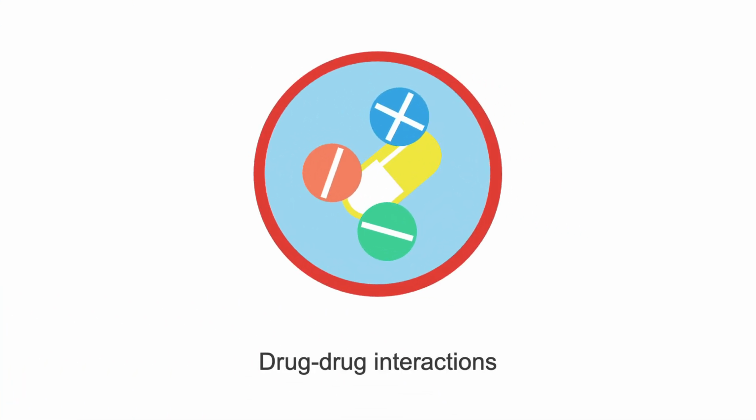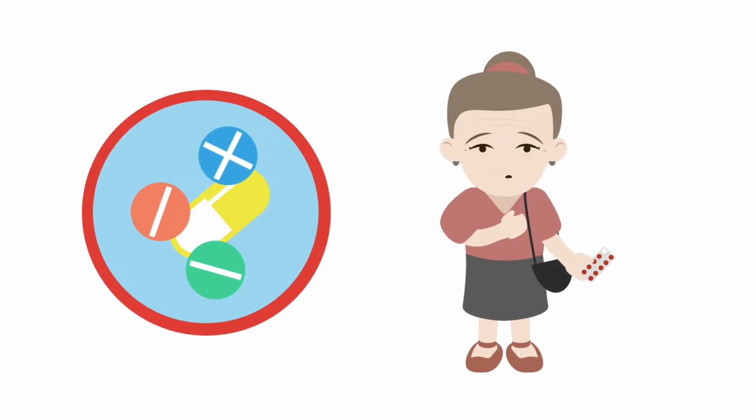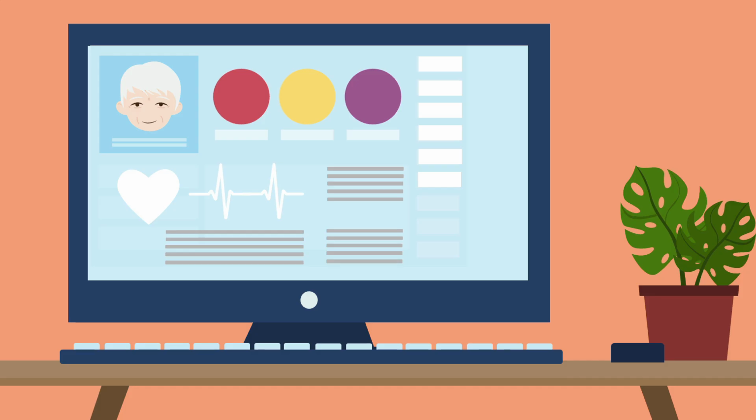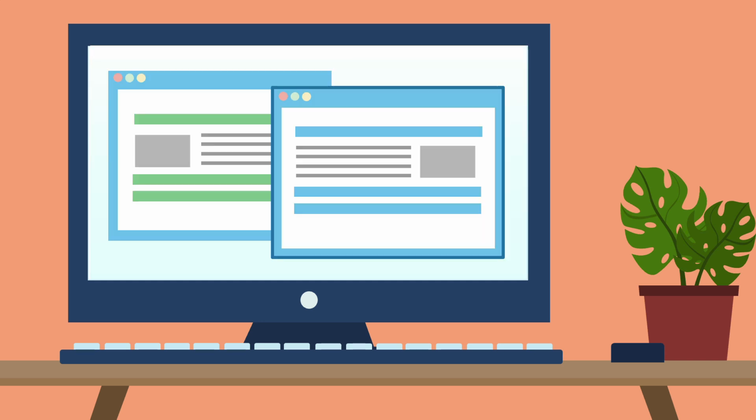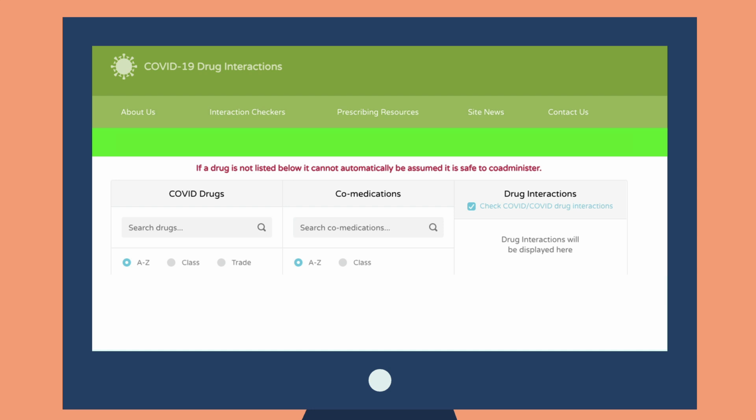Checking for drug-drug interactions, or DDIs, when treating outpatients with COVID is important because they're often taking several other medications. There are a lot of resources to check DDIs. Some are built into your electronic chart or prescribing system, and some are outside of your internal system. The University of Liverpool's DDI checker is specific to COVID and has very good information.